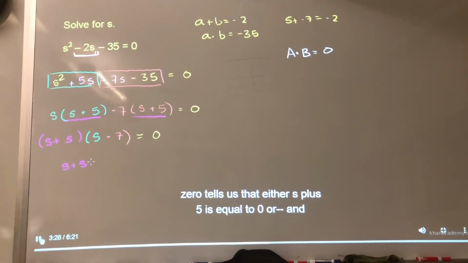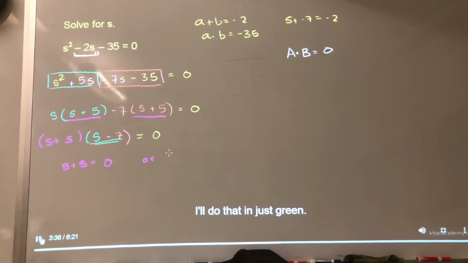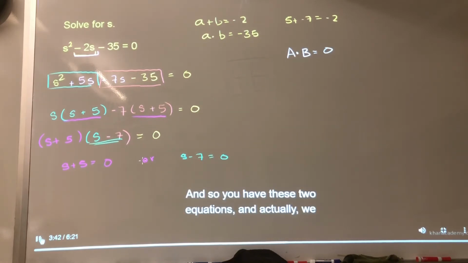So the fact that this number times that number is equal to 0 tells us that either s plus 5 is equal to 0, and maybe both of them, or s minus 7 is equal to 0. And so you have these two equations. Actually, you could say and or. It could be or and either way. And both of them could be equal to 0.